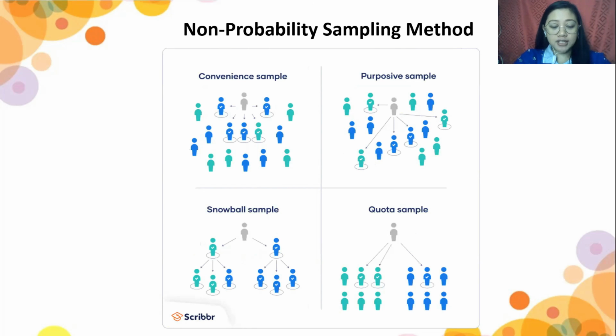So now, what are the non-probability sampling methods? We have convenience sampling. We also have quota sampling, purposive sampling or judgment sampling, and snowball sampling. Let's start with convenience sampling.